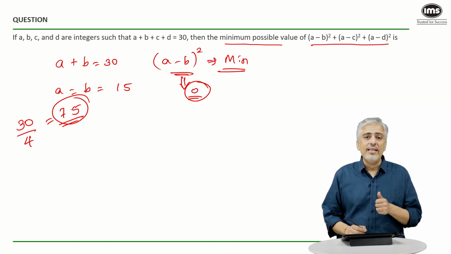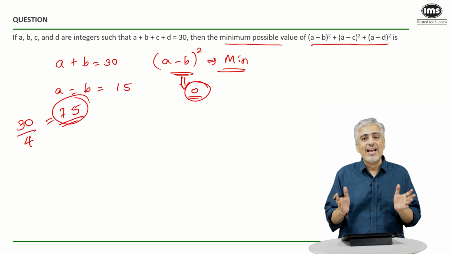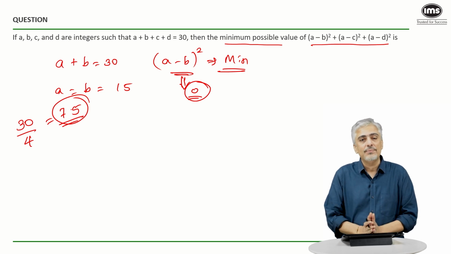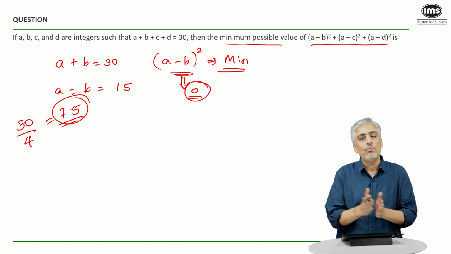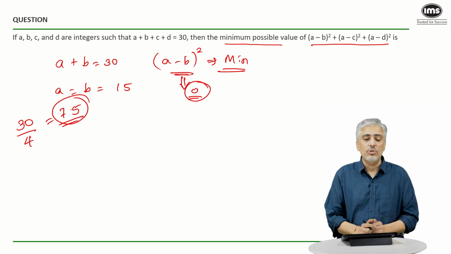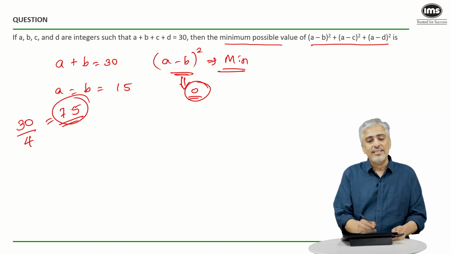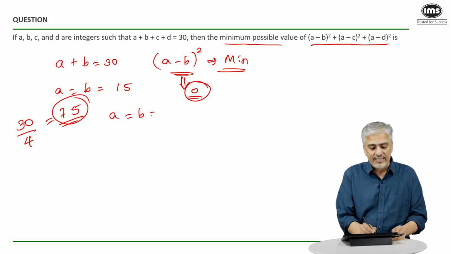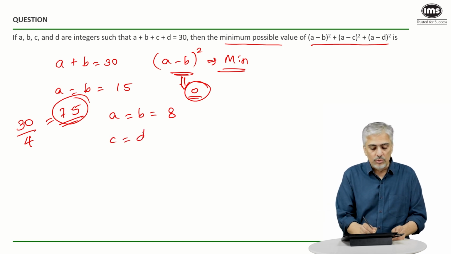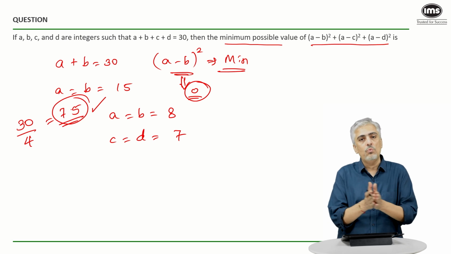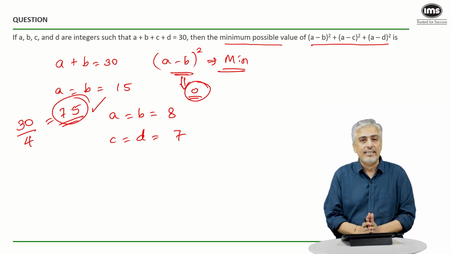So I now need to take the values in such a way that they are as close as possible, but they are integers. What are the different values you can think of? If you take three of them as 7, the last one would become 9. Can you get closer than that? Yes, you can. You can take A and B as 8, that is 16, 14 is left over, and C and D you can take as 7. Anyway, on each side of 7.5, one integer will be 7 and the other will be 8.